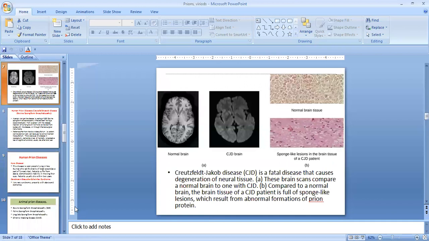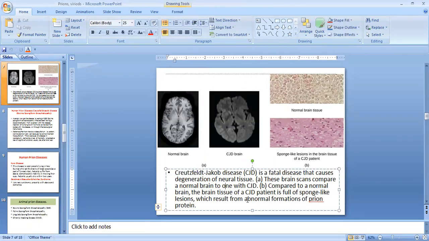And this is the picture showing a normal brain and a brain infected with Creutzfeldt-Jakob disease. That is, the brain tissues become much softer. Certain holes you can see here, more holes are developed. So the function of the normal brain gets altered. Creutzfeldt-Jakob disease is a fatal disease that causes the degeneration of neural tissue. These brain scans compare a normal brain with one with CJD. CJD means Creutzfeldt-Jakob disease. Compared to a normal brain, the brain tissue of a CJD patient is full of sponge-like lesions, which result from abnormal formation of prion protein.